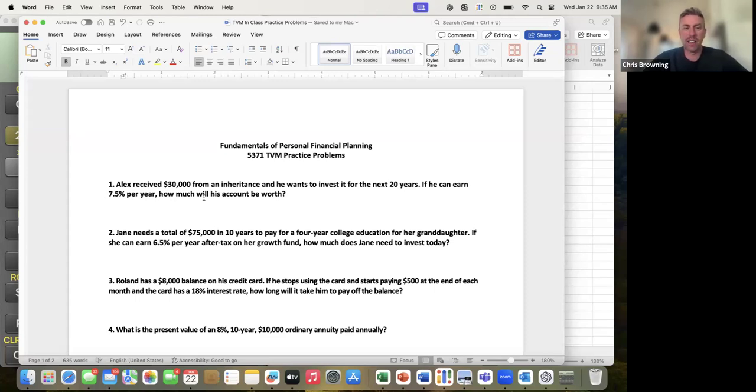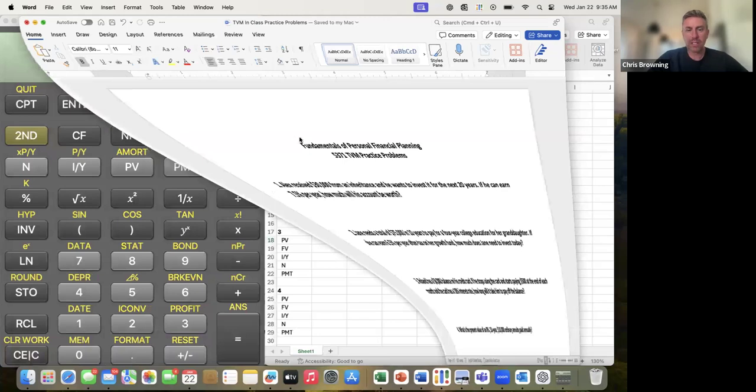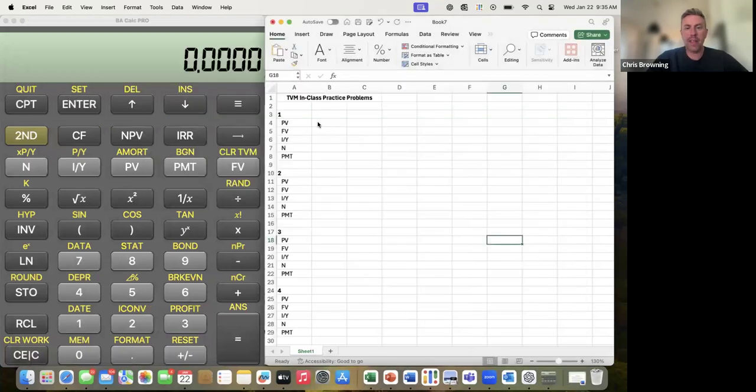Alex received $30,000 from an inheritance, and he wants to invest it for the next 20 years. If he can earn 7.5% per year, how much will his account be worth at the end of that period? Okay. So here in number one, we have a present value. Our present value is $30,000.